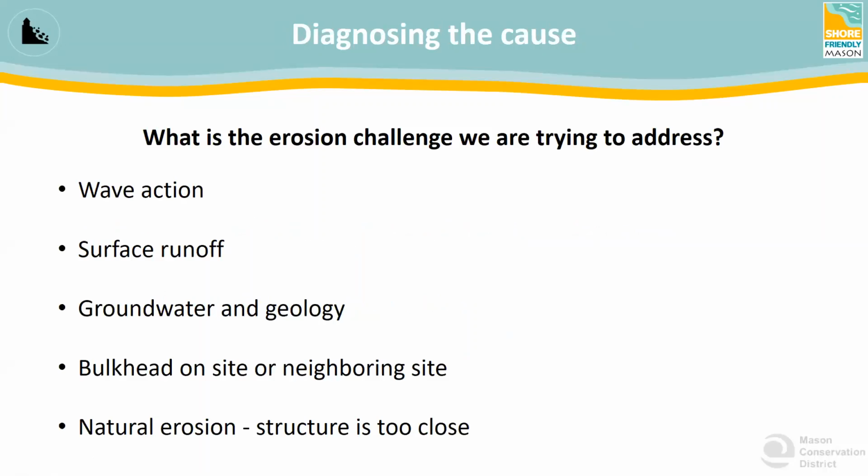And so there's a number of sources of erosion, as mentioned, and that could range from everything from just the wave action from the water, ocean waters, estuary waters, upland surface runoff, groundwater interacting with some of the geology that we referred to earlier that we'll explain in more detail. Sometimes it can be the bulkhead itself, as mentioned, or a bulkhead of a neighboring site. And sometimes, we're just dealing with the natural level of erosion, and it's just a proximity issue where the structure is very close to the edge of the bluff or the beach, and there we have to figure out alternatives at that point.